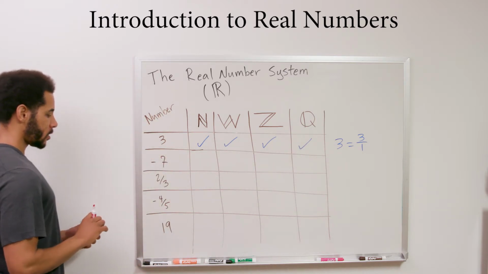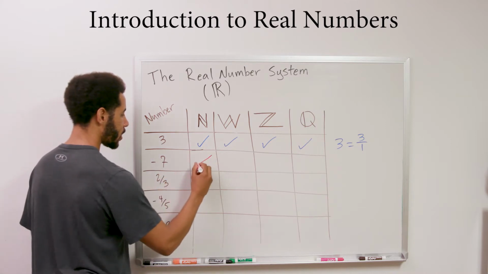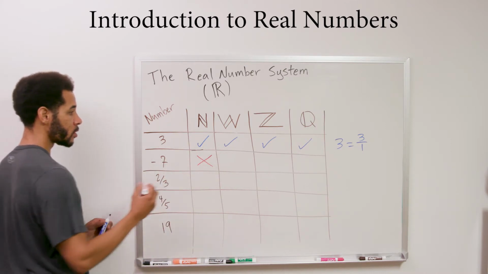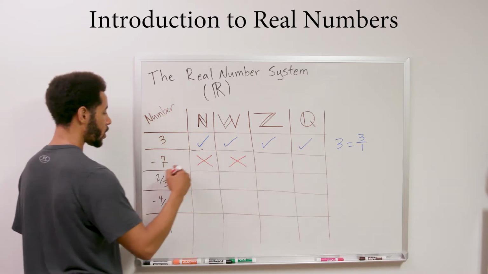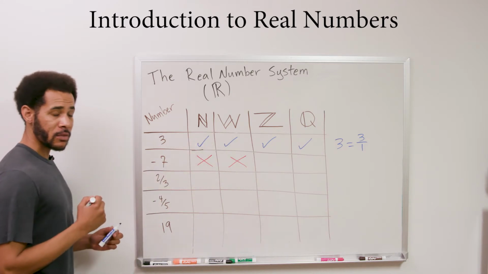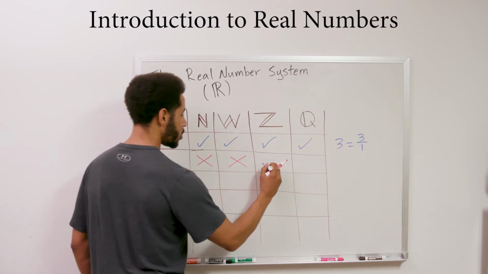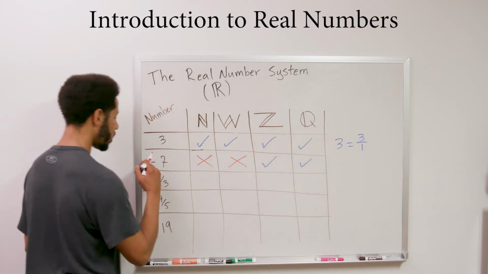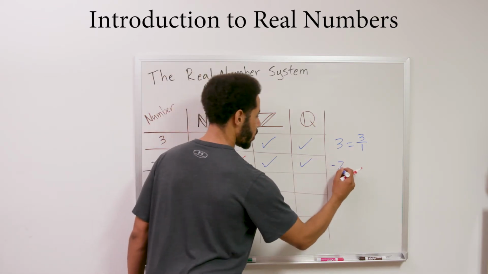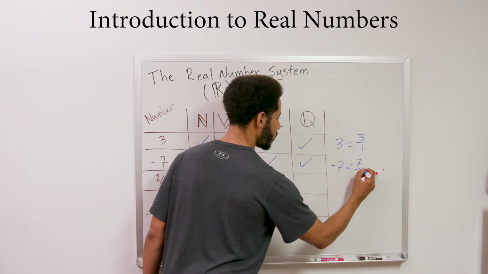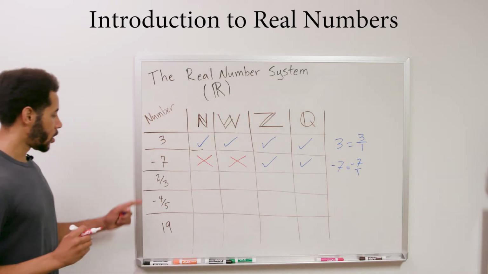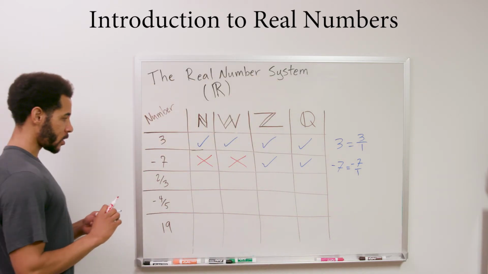Let's talk about -7. -7 is not contained in the set of natural numbers, nor is it considered a whole number because whole numbers do not contain the set of negatives. It is an integer, and it is rational because -7 can be written as the ratio -7/1.